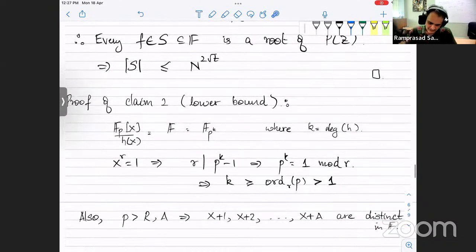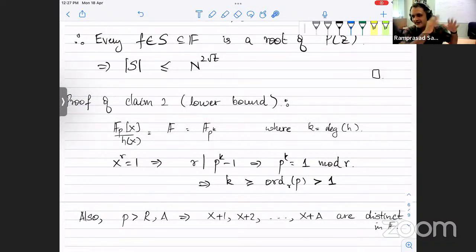Now notice that we also set it up such that there are no prime factors of n smaller than this number r, because we had eliminated that in one of the tests that we had done. So any prime factor that n has must be bigger than r, and r was anyway bigger than a. What does this tell us? It tells us that x plus 1, x plus 2, and so on till x plus a are all distinct elements in this field F.